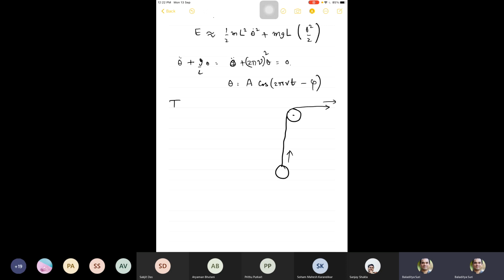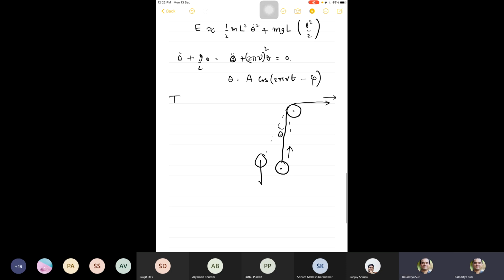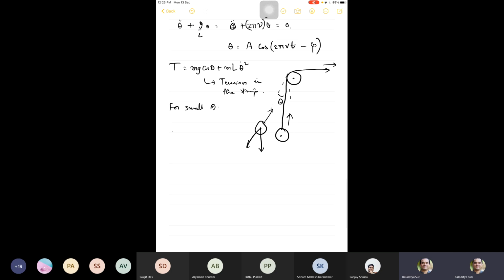Now, what is the tension in the pendulum? If you look at the pendulum at some angle theta, you have m g acting this way, so m g cosine theta acts along the string, and then you have the centripetal acceleration. So the tension will essentially provide both. It will provide m g cos theta plus m l theta dot squared. This will be the tension in the string. And for small theta, all this analysis is happening for small theta, so we write the expression as m g times 1 minus theta squared by 2, plus m l theta dot squared.